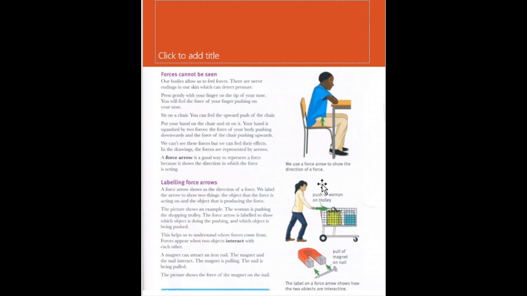Look at this picture, students. The woman is pushing the shopping trolley. The force arrow is labeled to show which object is doing the pushing and which object is being pushed.